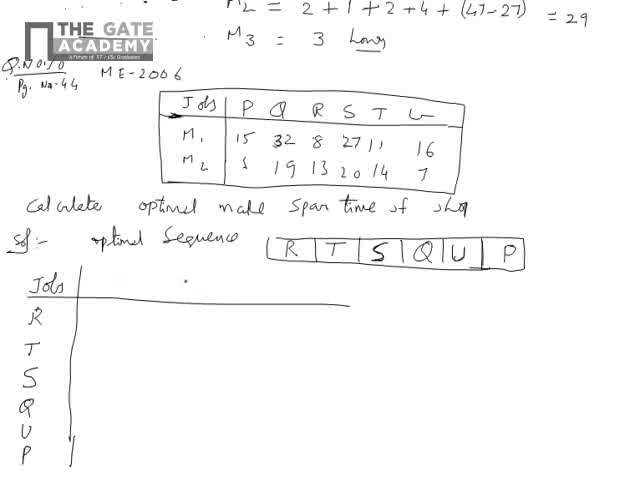Then check the makespan time of machine 1, in and out. We should have written the processing times; it will be easy. Better write them. So, optimal sequence.